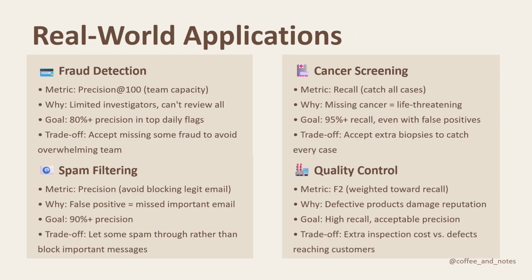Now let's look at the industries where we apply these metrics. Fraud detection. The metric is precision at rank K, where K is team capacity, maybe 100 cases per day. Why? Because you have limited investigators, you can't review unlimited transactions. What is the goal? Above 80% precision in your top daily flags. Trade-off: you accept missing some fraud to avoid overwhelming your team with false positives. You are optimizing for operational efficiency given human constraints.